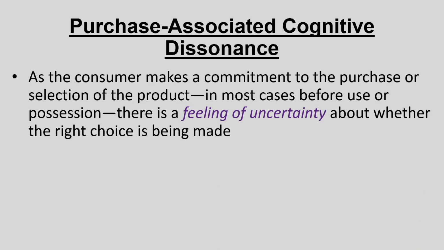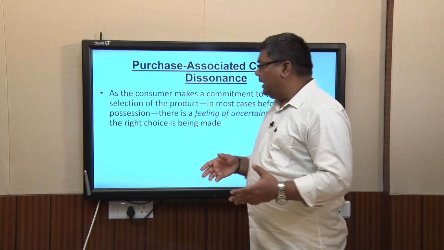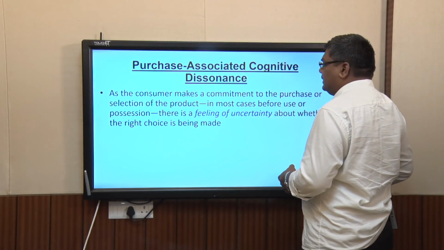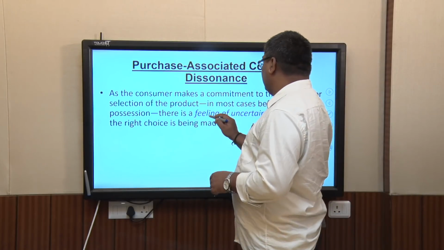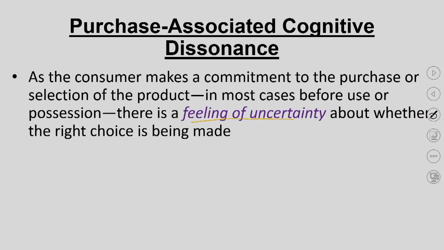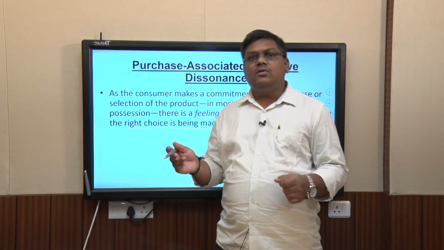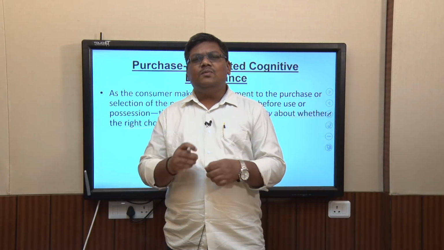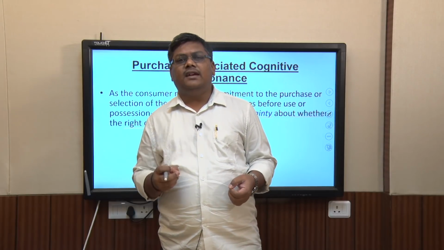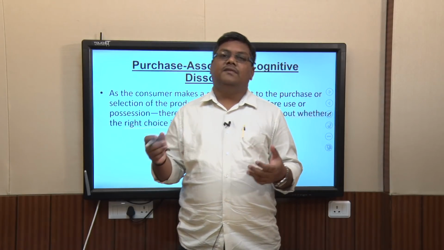So, as the consumer makes a commitment to the purchase or selection of the product, in most cases before the use or possession, there is a feeling of uncertainty about whether the choice is right. So, before a consumer actually buys a product, the feeling of uncertainty about whether the right choice is being made or not is basically what is called cognitive dissonance. It happens just before buying the product, and most of us have that feeling whenever we have decided on something, and so people are never 100% confirmed about any products.